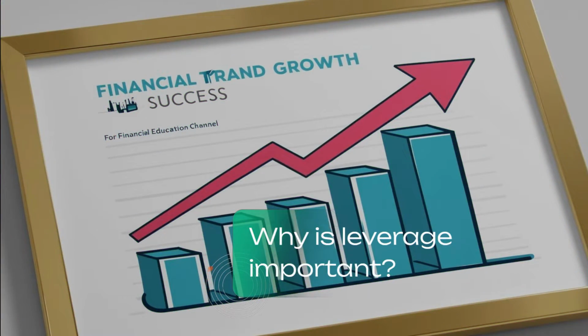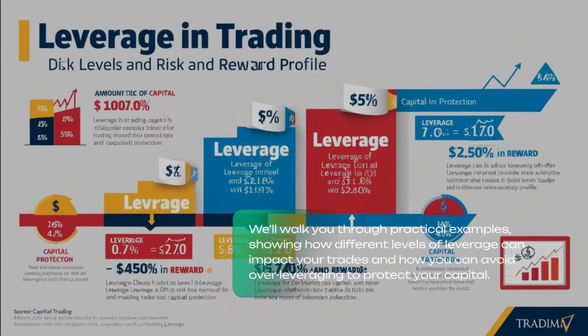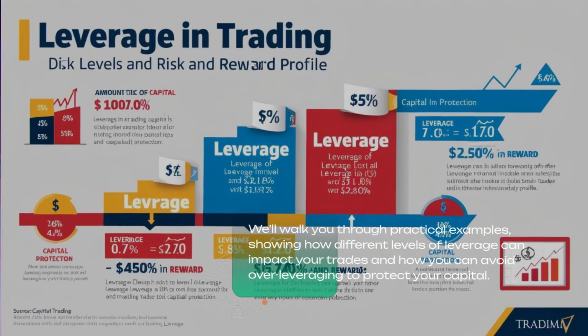Leverage determines how much capital you need to open a position. For example, with leverage of 1 to 100, you can control a $100,000 trade with just $1,000 of your own money. While this sounds attractive, using excessive leverage can amplify losses just as much as profits. We'll walk you through practical examples, showing how different levels of leverage can impact your trades and how you can avoid over-leveraging to protect your capital.